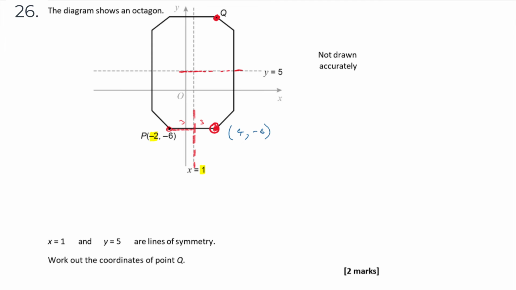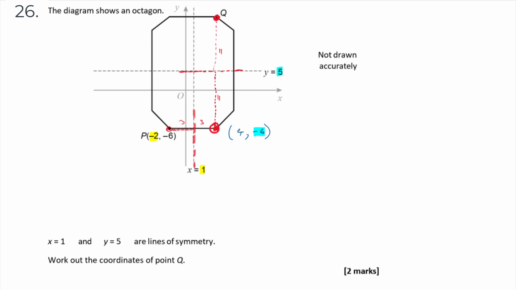So again, how far is it from our point up to the mirror line? Well, let's compare the y-coordinates this time. This has got a y-coordinate of minus 6, and this has got a y-coordinate of 5. So what's the distance between minus 6 and 5? That's 11, isn't it? That's 11 units. So it's 11 units from this point here up to the mirror line. So then if I want to go up to Q, it's going to be the same distance on the other side of the mirror line. So it's going to be another 11 units up to Q, isn't it?